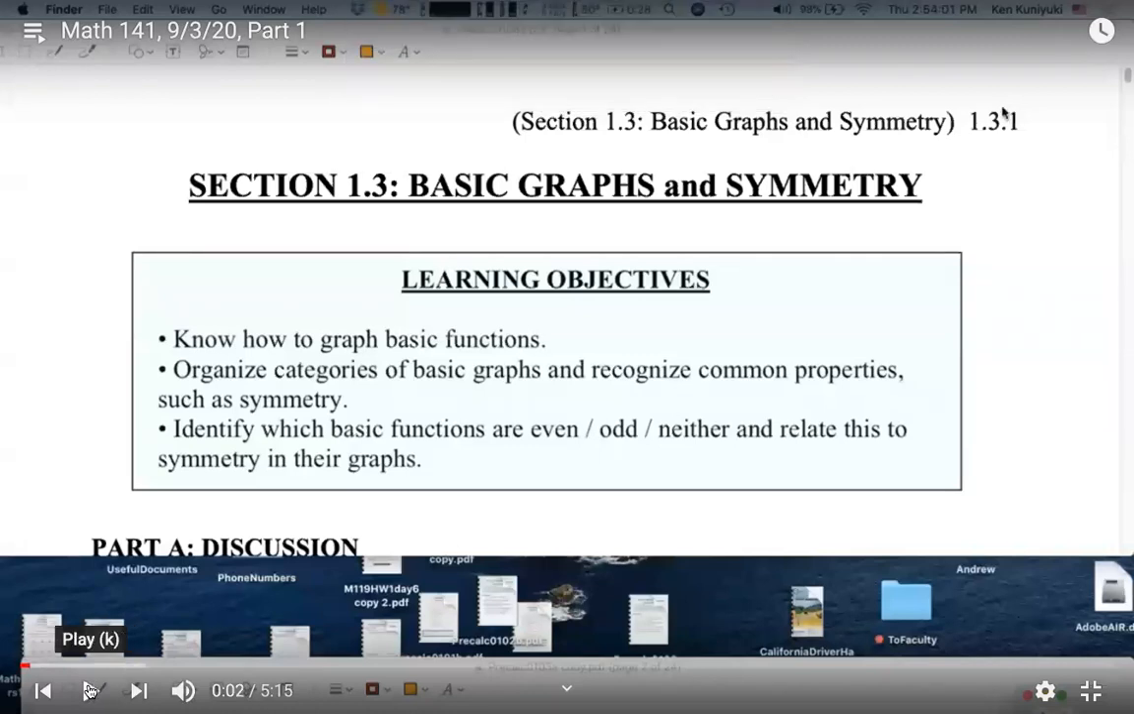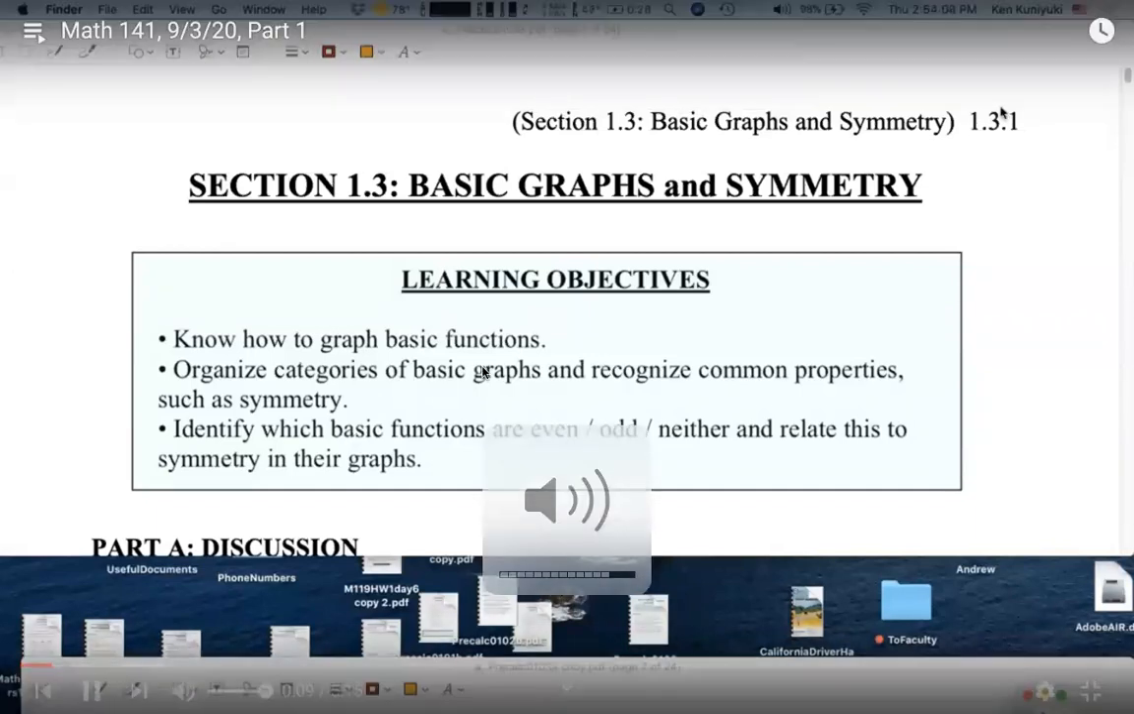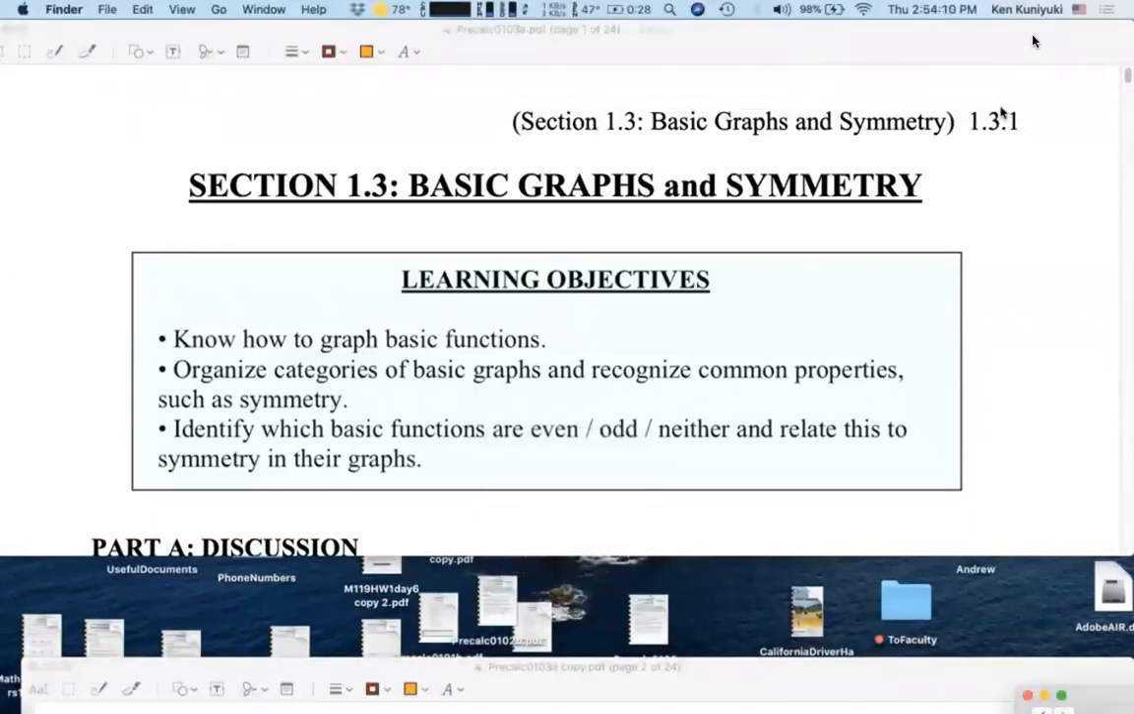Hi, everyone. Let's do section 1.3 on basic graphs and symmetry. We're going to prevent you from having to do too much point plotting, so these will be your friends. It will be good for you to learn a basic gallery of graphs, and symmetry is your friend. It'll save you time when graphing.